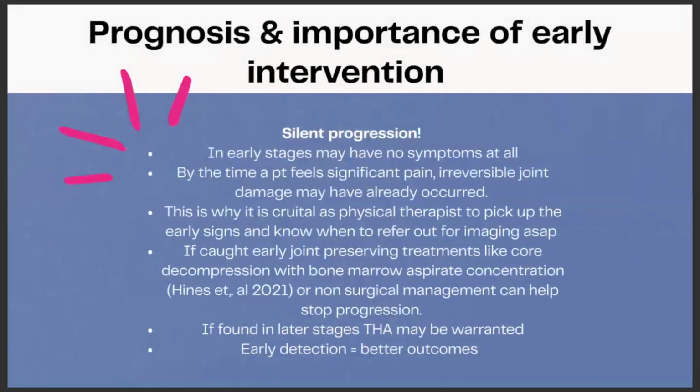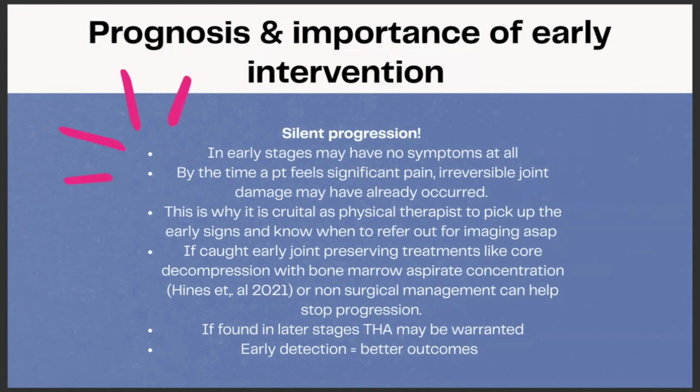Okay, and so for prognosis and importance of early intervention, it's really important because this has a silent progression. In early stages, like I've said before, there may be no symptoms at all. By the time a patient feels significant pain, irreversible joint damage may have already occurred. This is why it's crucial as physical therapists to pick up their early signs and know when to refer out for imaging ASAP. If it's caught early enough, we can do joint-preserving treatments like core decompression.